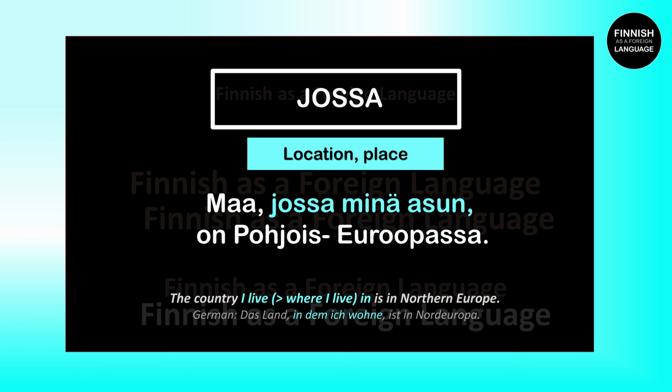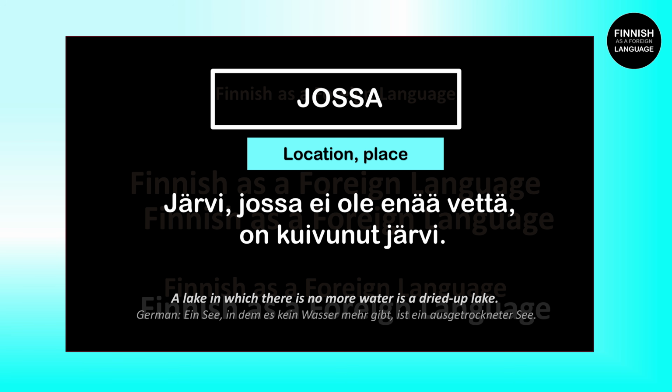Let's do one more. Järvi, jossa ei ole enää vettä, on kuivunut järvi. In English, a lake in which there's no more water is a dried up lake. So let's go step by step. Järvi means lake. Jossa ei ole enää vettä, in which there's no water anymore. Enää, by the way, means anymore. And on kuivunut järvi means is a dried up lake.